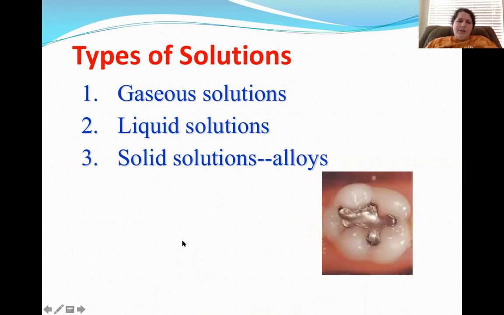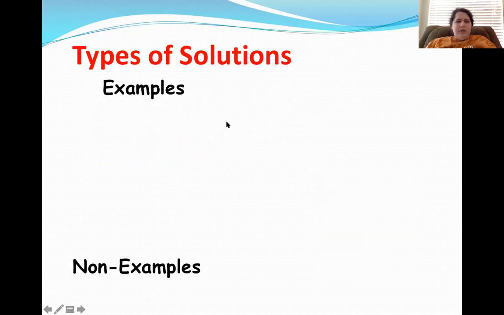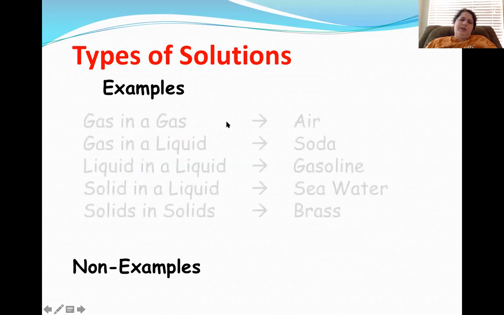We can have different types of solutions. They can be mostly gas or gaseous solutions. We can have liquid solutions like lemonade, and we can have solid solutions, better known as alloys, such as this tooth filling right here. So let's look at some examples of types of solutions.